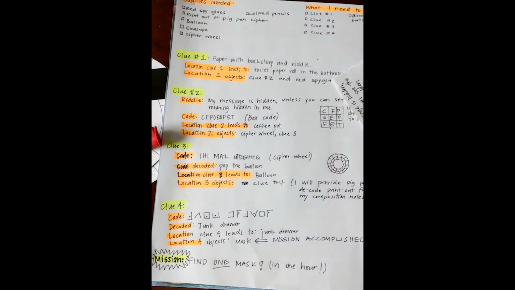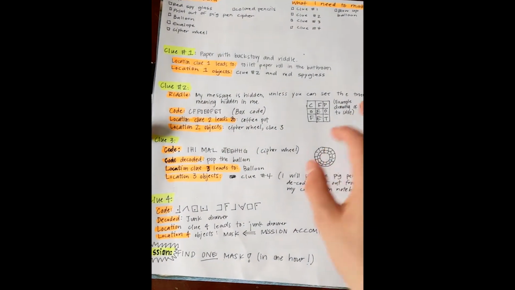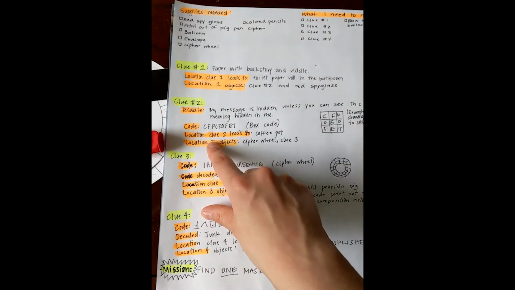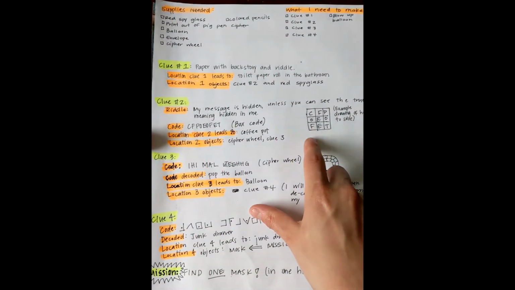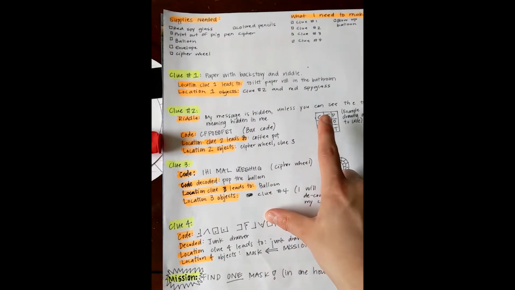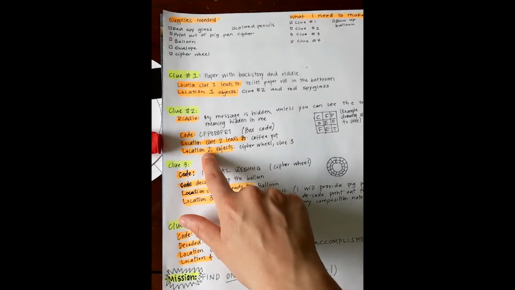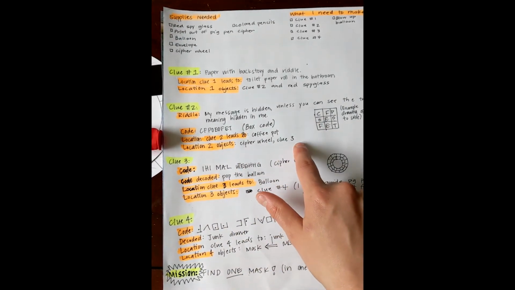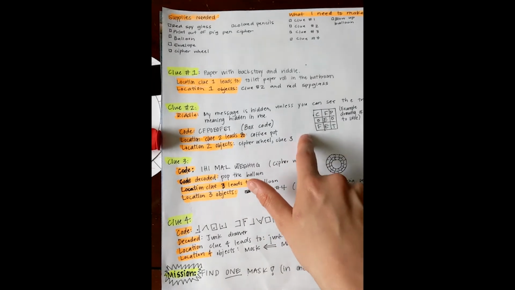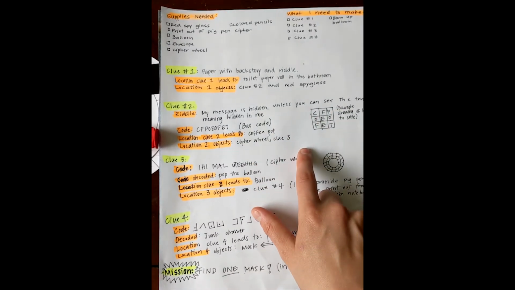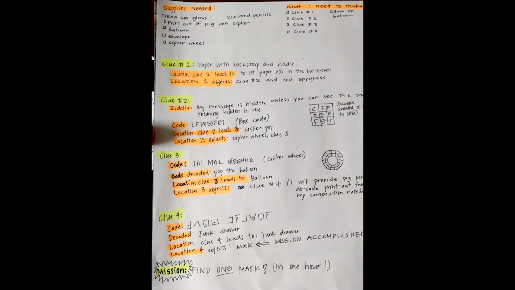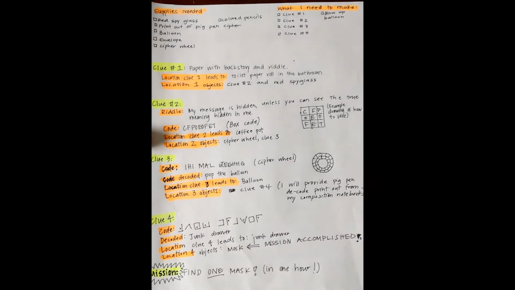In this case, I'm using a box code, which is one of the ciphers that we worked on this week. I've written out the location that it leads to, so if you solve this cipher, it says coffee pot, and you'll know how to do that by the end of the week. And then I've also written out the objects that I'm going to need to leave somewhere near this coffee pot. So those are some basic tips that I would use to start building my escape room.